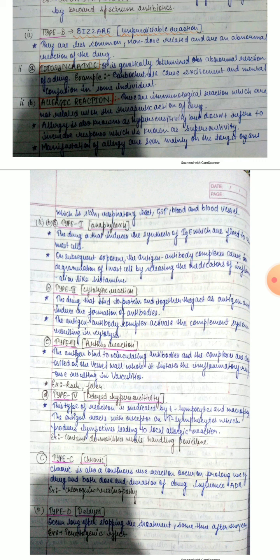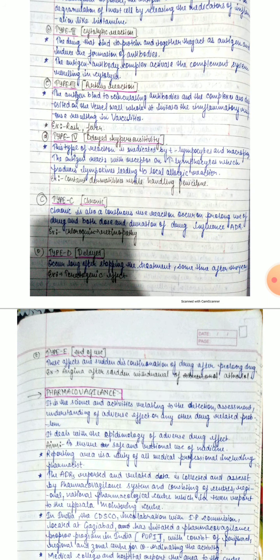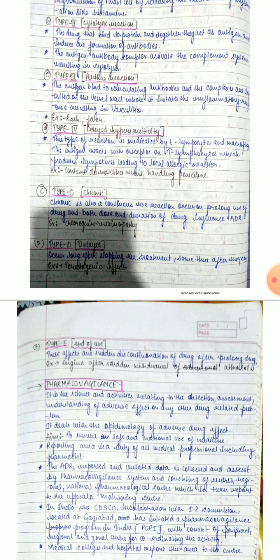Type D is the delayed adverse drug reaction, which occurs long after stopping the treatment, sometimes after years, like the teratogenic effect. Next is type E, the end of use reactions, in which the effects are seen on sudden discontinuation of a drug after prolonged use. An example is angina after sudden withdrawal of atenolol.